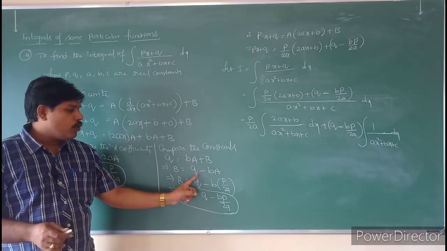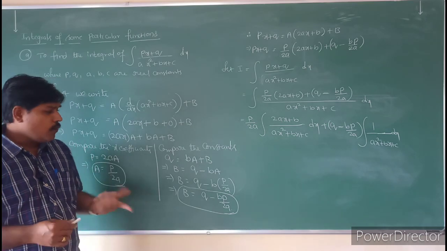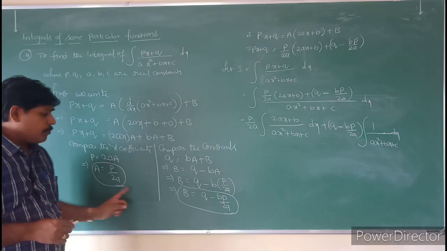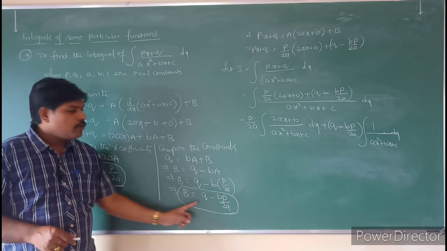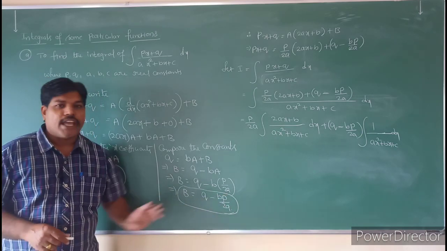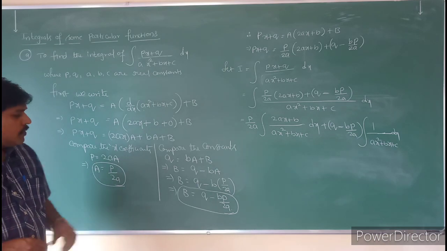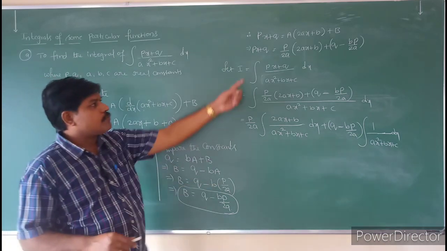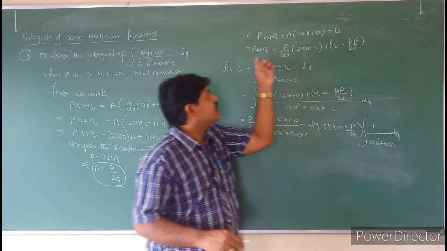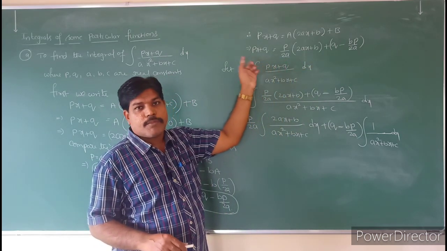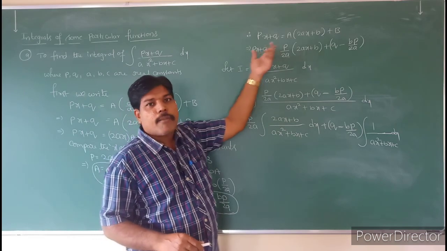B value is nothing but q minus ba. What is the a value? A value is nothing but p by 2a. Just replace the values. So b is equal to q minus bp by 2a. So these a and b values, if you substitute here, px plus q is equal to, if you simplify this, you will get this value. Do you understand that? That means px plus q I have written in this model.